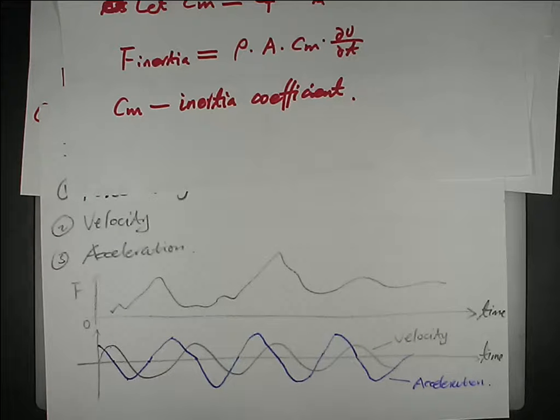Think about it. You nearly get the answer. You're right. Measure everything, excluding Cm and Cd. We got force, we got velocity, we got acceleration. How can we calculate Cm and Cd? Just rearrange the equation.